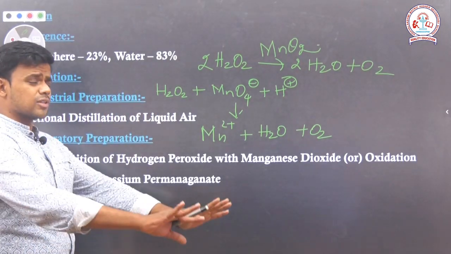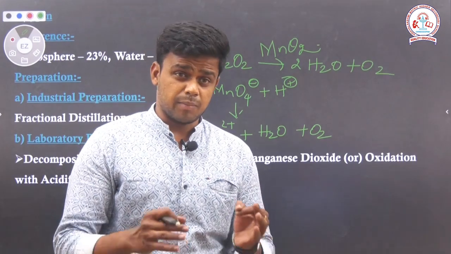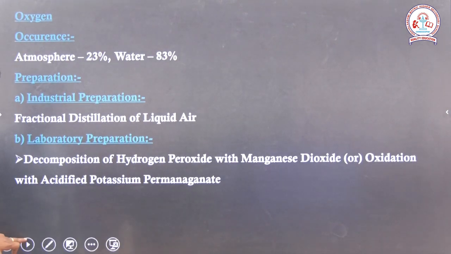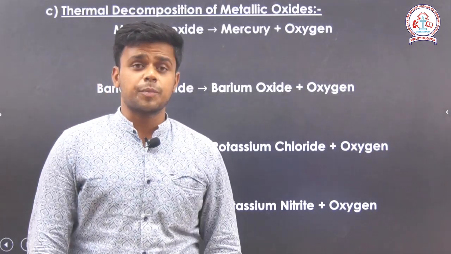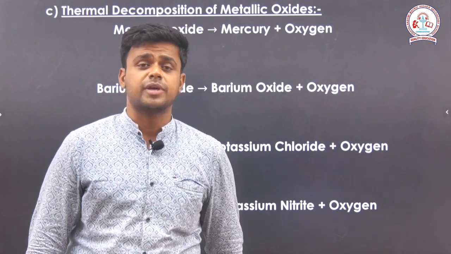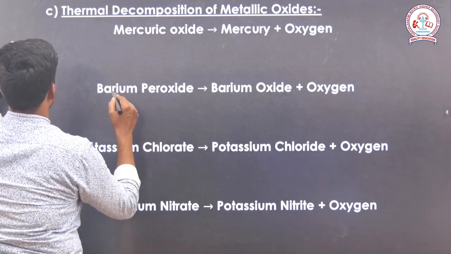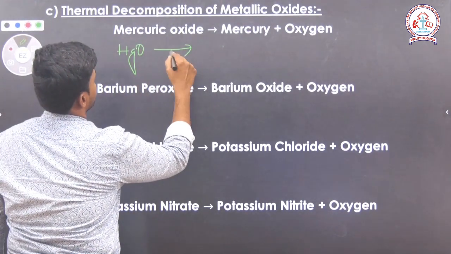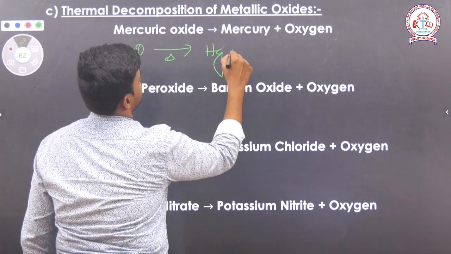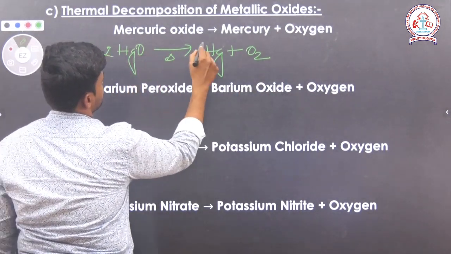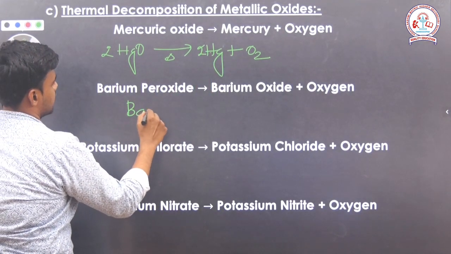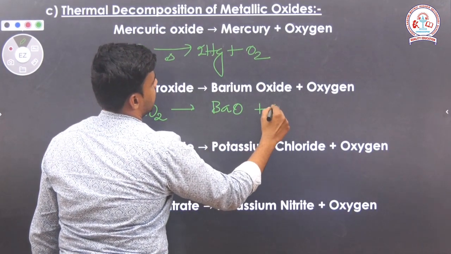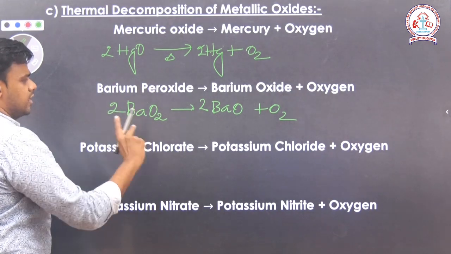These are the two best methods, the ones given for the preparation of oxygen in our textbook. The third method of preparation is by the decomposition method, which means if I take mercuric oxide, HgO, this mercuric oxide will be heated to give mercury and molecular oxygen. So, 2 moles over here. Then barium peroxide, BaO2, will give barium oxide and molecular oxygen. So, if I make it 2 over here, balanced.